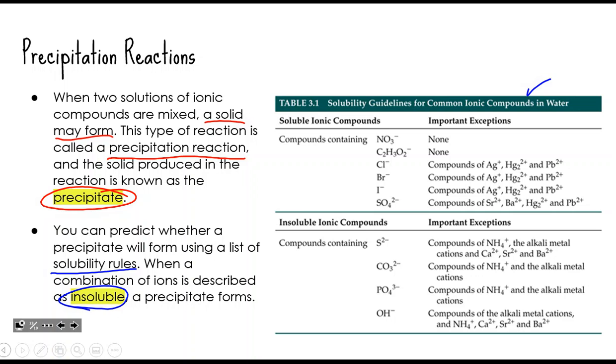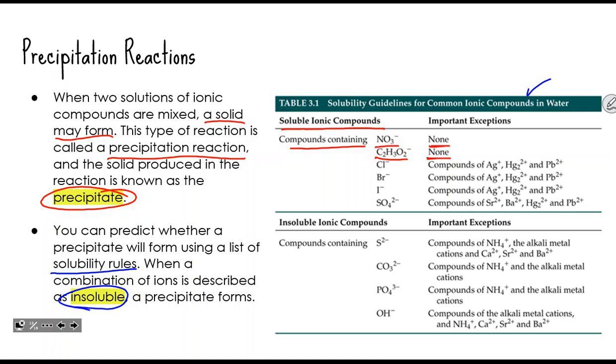Soluble ionic compounds. Compounds containing nitrate. So, anything that has nitrate in it, because there's no exceptions to the nitrate. No exceptions. That means if nitrate is in the compound, it is soluble. Period. Acetate. This is the second one right here. Acetate. Also, there are no exceptions. If acetate's in there, it is automatically soluble and it will not precipitate.